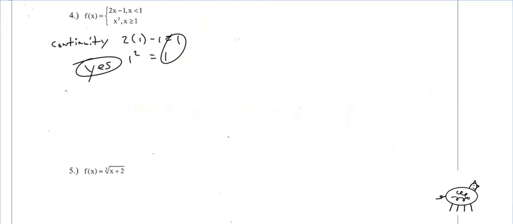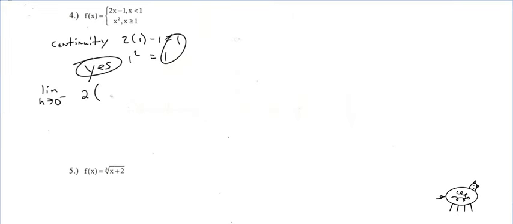All right, and then I need to check the limit going from either side. So we're going to do the limit as h approaches 0, and we'll check it from the negative side first. It doesn't really matter. We're going to have 2 times 1 plus h minus 1.